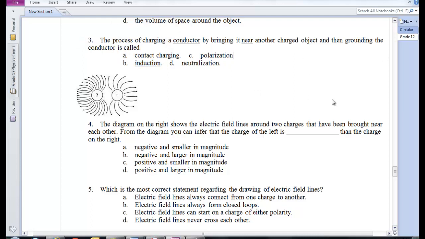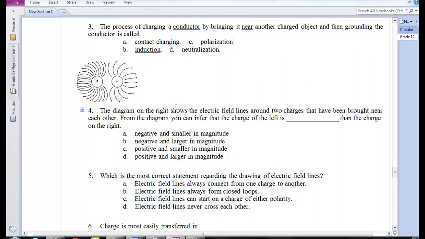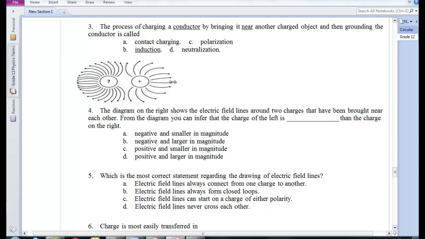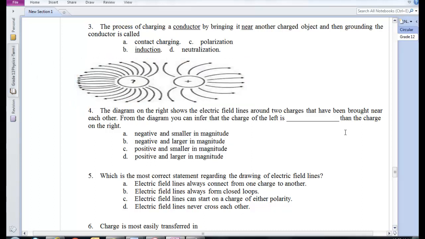The diagram on the right shows the electric field lines around two charges. Here a charge and another charge that I don't know its sign, whether it's a positive or a negative charge, near to each other. From the diagram you can infer, you can conclude that the charge on the left is a positive or negative charge. So you need to identify two things: whether it's negative or positive, and whether it's bigger or smaller.